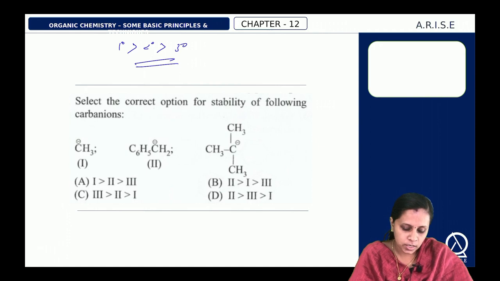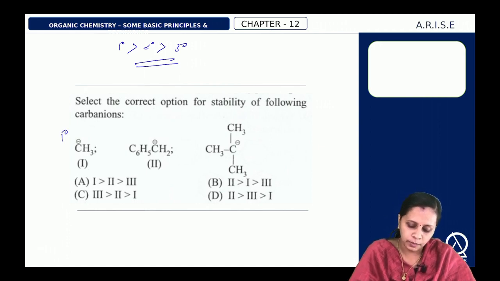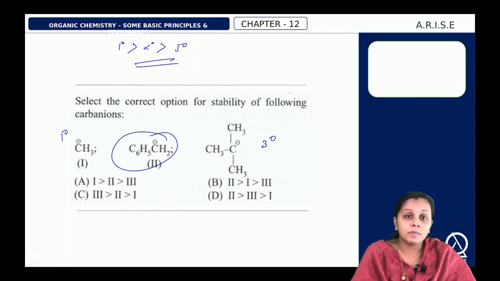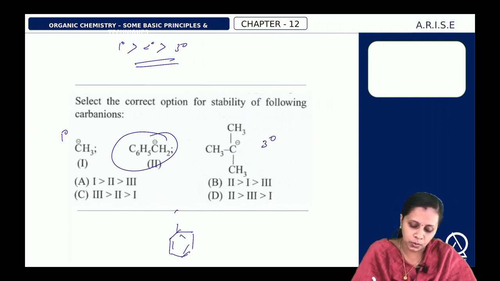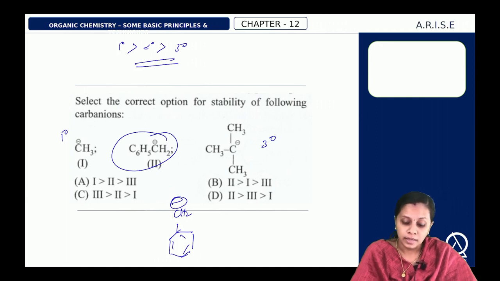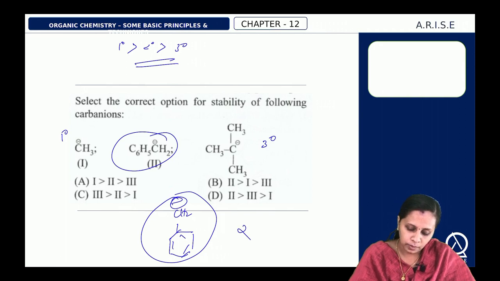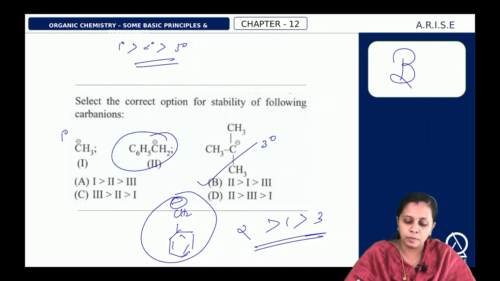So, let us consider. The first one is a primary one and the third one is a tertiary one. And what about the second one? It is benzyl carbanion, this is the actual structure of benzyl carbanion, CH2 minus. This is the most stable one. Why? Because the negative charge on the CH2 group is involved in resonance with the pi electrons of the benzene ring, thereby it is stabilized. Therefore, benzyl carbanion is more stable. So, you have the second one, then the first one, then the third one. So, which is the option? It is option B.